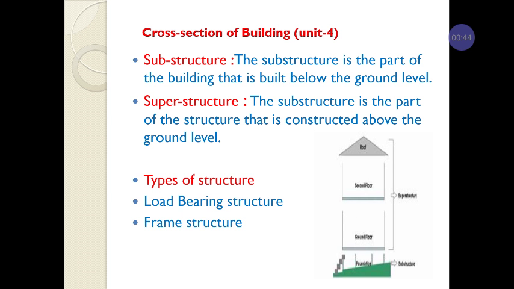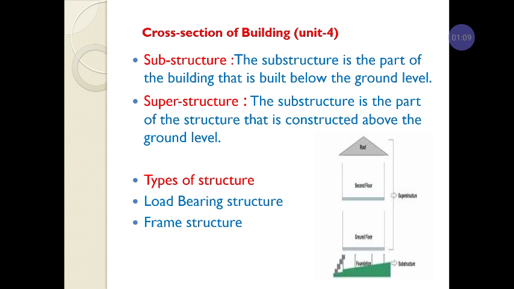So we'll start the fourth unit, that is the cross section of the building. We'll try to understand the building structure first. The building structure is divided into two parts, that is substructure and superstructure. If you can see here, there is a drawing.